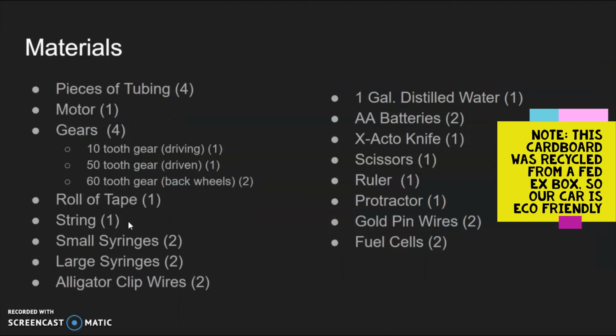These are some of the other materials we used. You can pause and read. The list is way too long to go through.